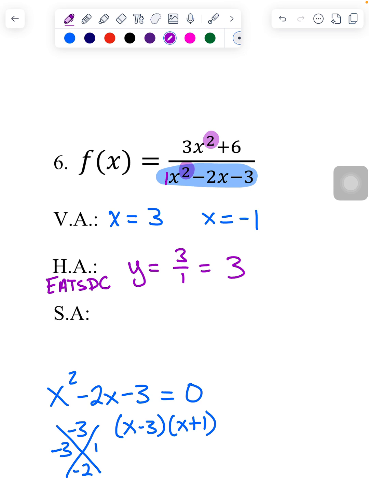Now, when we deal with slant asymptotes, if we want to have a slant asymptote, we can't have a horizontal asymptote.